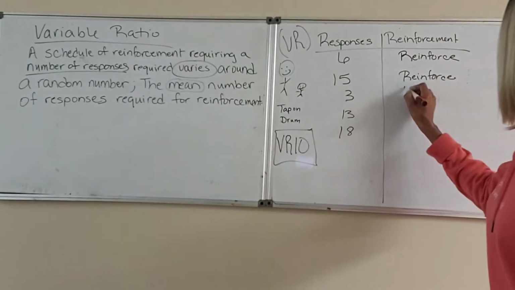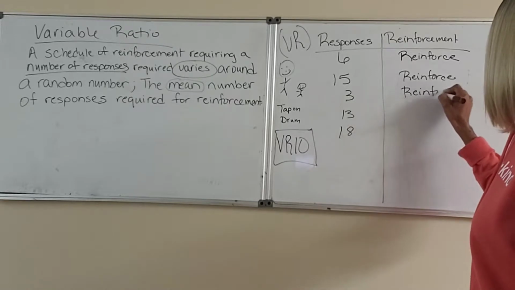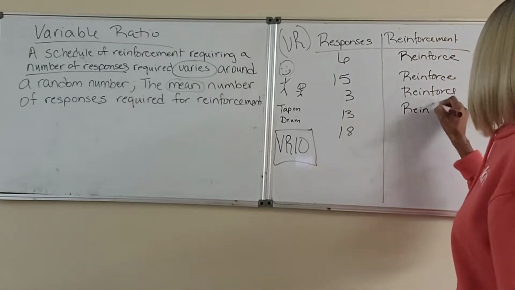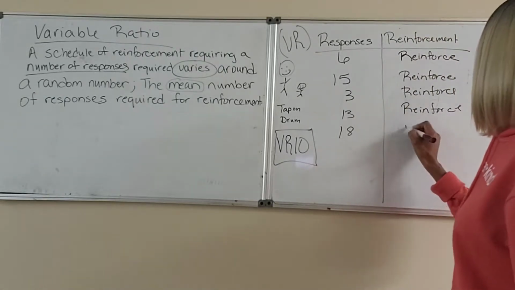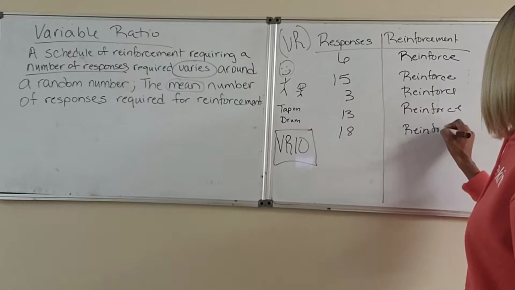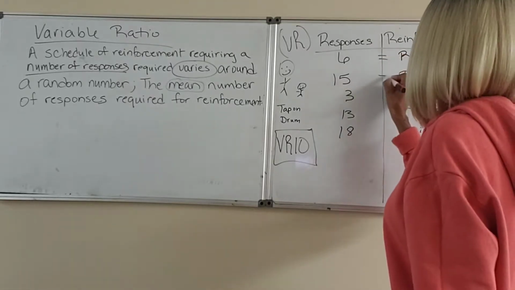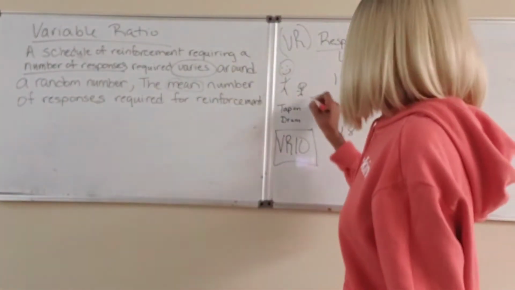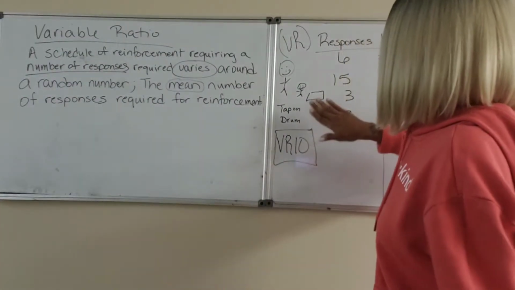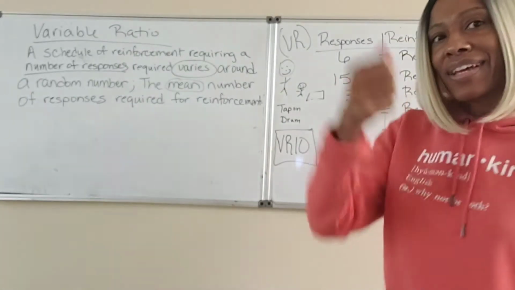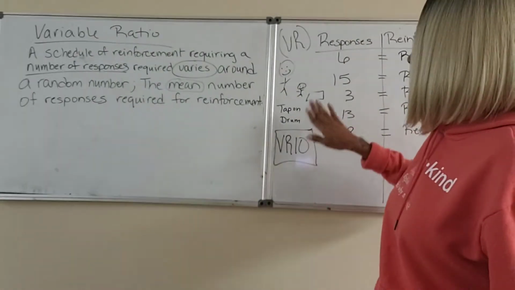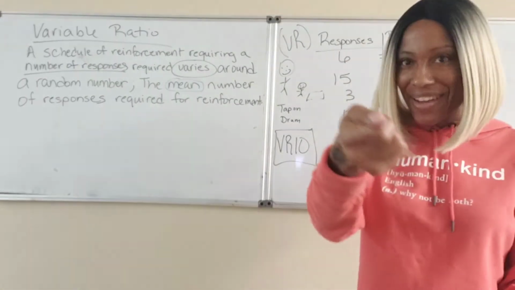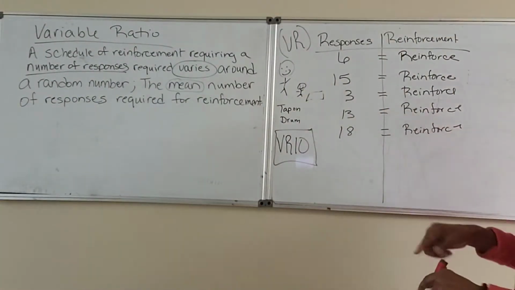So they do it 3 times, you reinforce them. They do it 13 times, you reinforce. 18 times, you reinforce. So if we were actually physically doing it, there'd be a little drum here, and they go 1, 2, 3, 4, 5, 6. Here you go. 15, 1, 2, 3, 4, 5, 6, 7, 8, 9, 10, 11, 12, 13, 14, 15. Here you go. And you would give them reinforcement after each time.